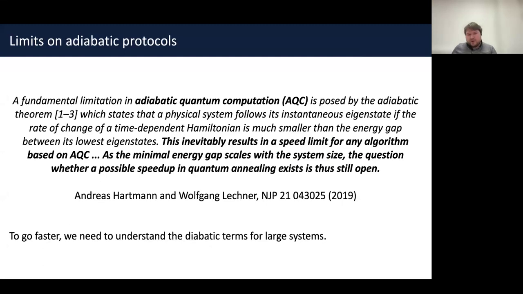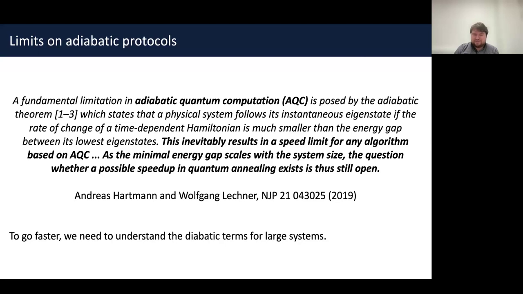I quite like this quote from a Hartmann-Langner paper a few years ago now that discusses the natural consequence of that, finding that the driving time you need is inversely proportional to the minimum gap that you're going to encounter, because the minimal gap scales with the system size, of course. And in a lot of cases, it scales exponentially. It gets exponentially smaller. So the question about whether a possible quantum speedup in quantum annealing even exists is still an interesting one.